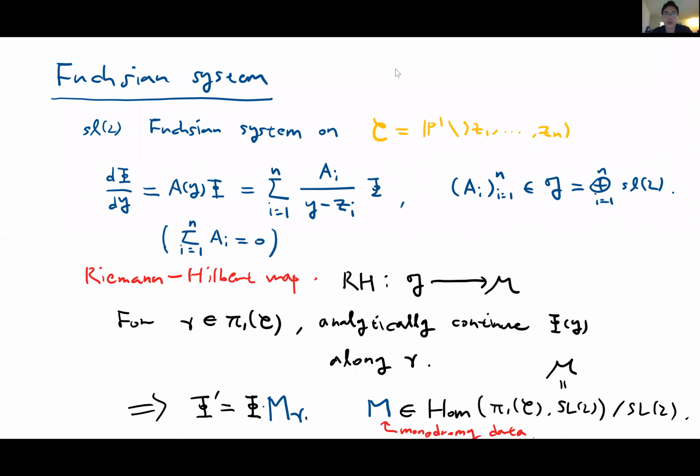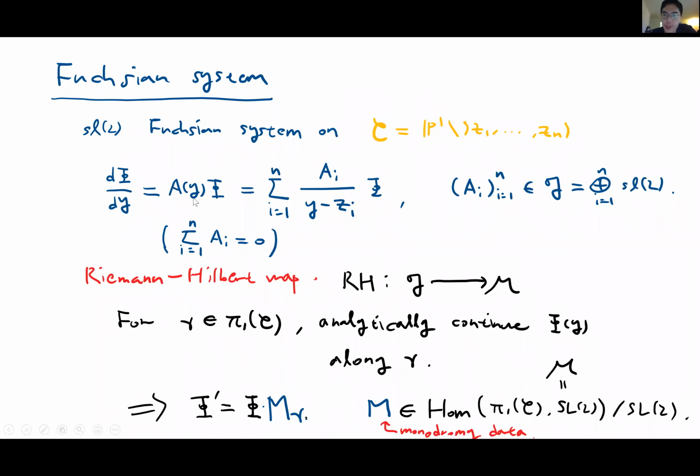Okay, so let me start by introducing the Fuchsian system. The SL2 Fuchsian system is defined on the Riemann surface C. Here my C is the punctured Riemann surface, P1 minus n punctures. z1 to zn are positions of punctures. And I define a certain matrix-valued differential equation on this Riemann surface, dφ/dy equals A(y) φ.